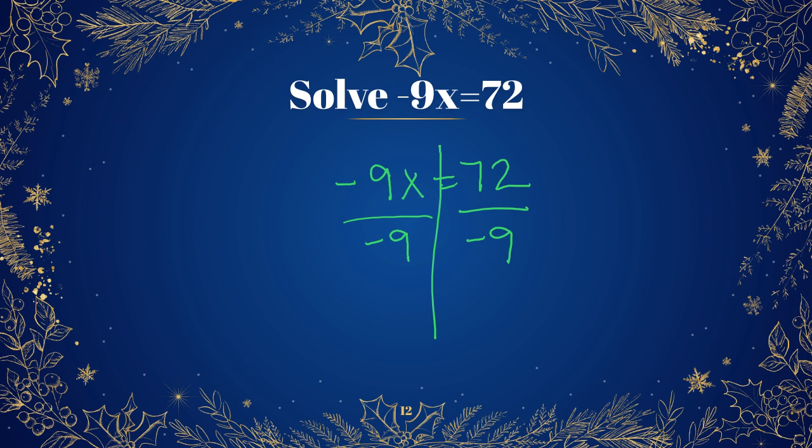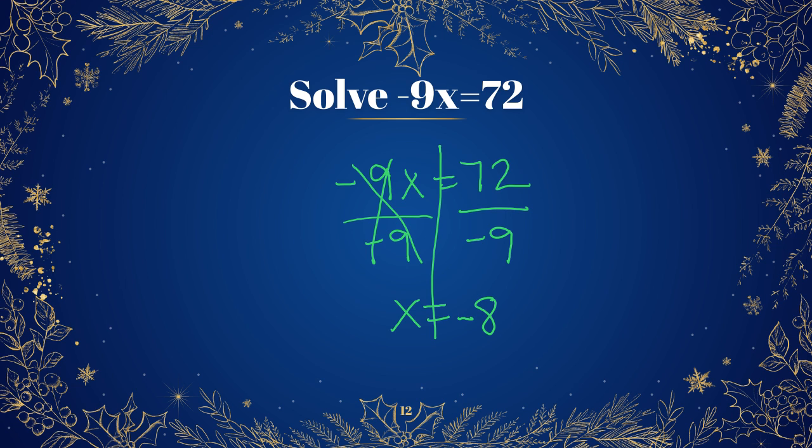So a -9 divided by -9, well, that's just 1. So that cancels each other out. So then I'm just left with x. So I have x equals, what is 72 divided by -9? Well, I know that 72 divided by 9 equals 8. But 72 divided by -9, that just means that my 8's going to be negative.